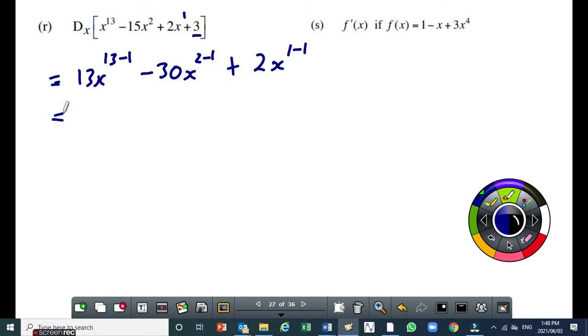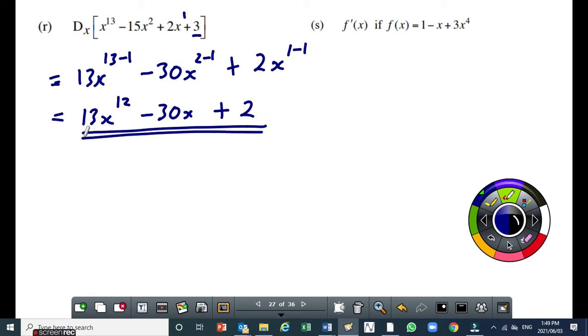So the final answer will be 13x to the power of 12 minus 30x to the power of 1 plus 2, because 1 minus 1 gives me 0. X to the power of 0 is a 1, and 1 times 2 will give you a 2. So this will be the answer. Okay, that's the derivative there.